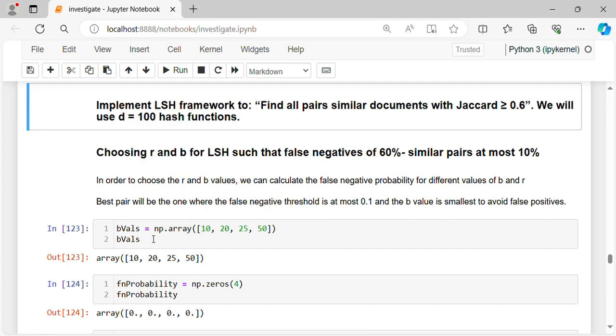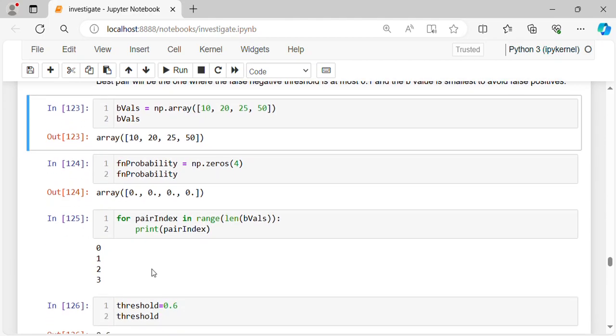We let B values equal np.array, with square brackets 10, 20, 25, 50. B values is the array. We let Fn probability equal np.zeros of length 4. So it's an array of length 4 with all the values 0.